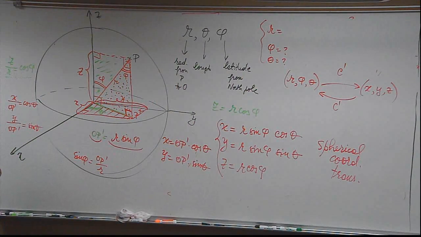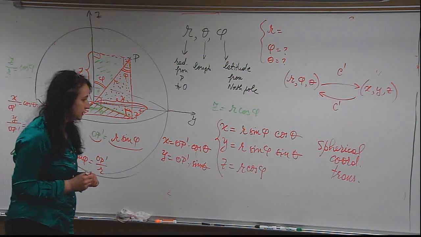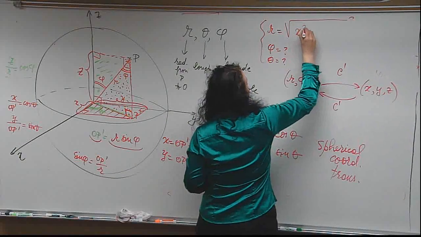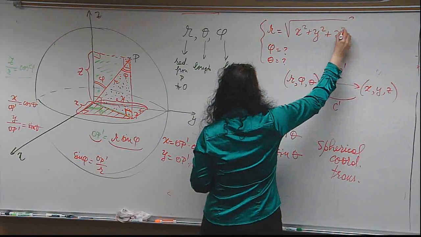R is still x squared plus y squared. R plus z is x squared plus y squared plus z squared, under the square root. Let's see why that is. You may not believe me, but I'll do it.